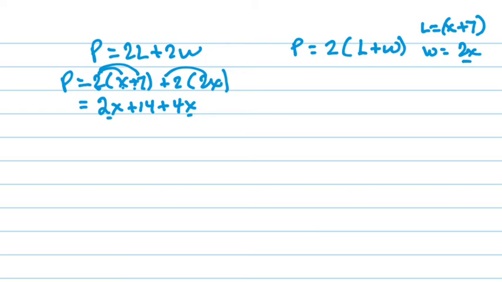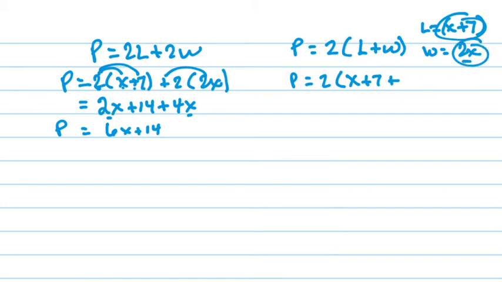Combining our like terms, we get 6x plus 14. And since those are not like terms, we can't combine them any further. Now, if you want the other one, perimeter equals 2 times our length, which is x plus 7, plus our width, which is 2x. Perimeter equals 2 times, again, we'll combine our like terms, 3x plus 7, okay?